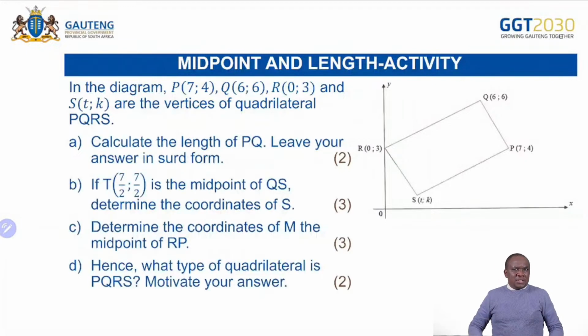Yes, that's the question, a typical examination question. Right, I'll explain this in 4 minutes. Okay, I have to try to be a bit fast, but I'll try to make sure you understand. In the diagram, P is (7, 4), Q (6, 6), R (0, 3), and S (t, k) are the vertices of the quadrilateral PQRS. I think you can see the diagram there.